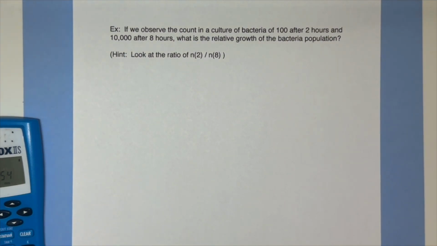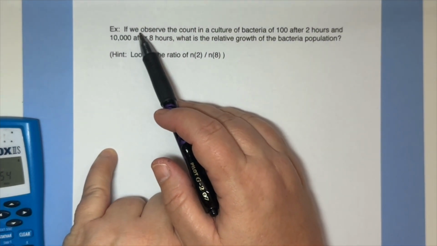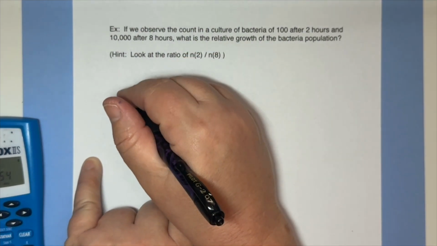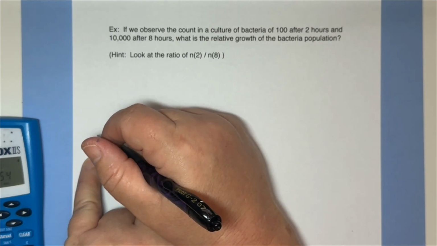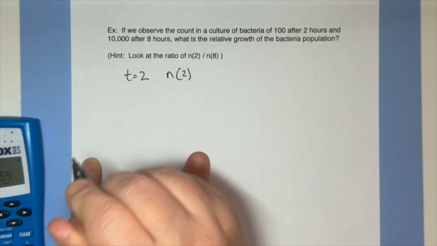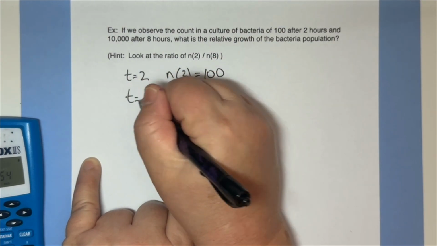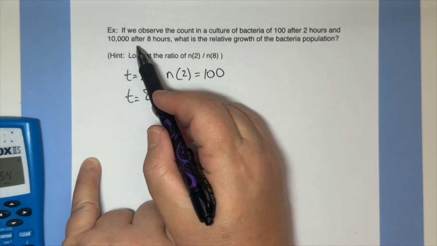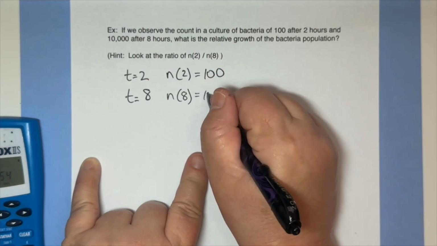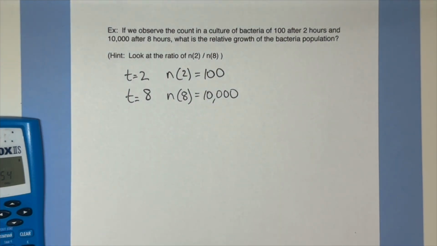So what's going on here? Well, in this case, we've got a problem that says if we observe the count in a culture of bacteria of 100, so at t equals 2, N of 2 is 100, right? And when t is 8, 10,000 after 8 hours. What is the relative growth of the bacteria population?